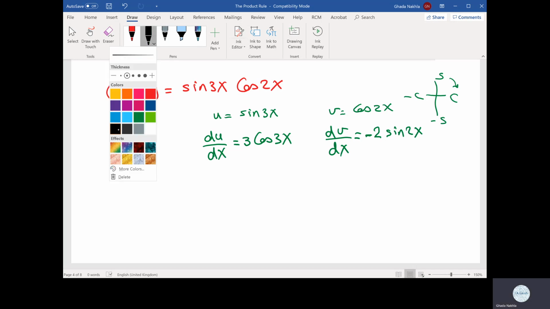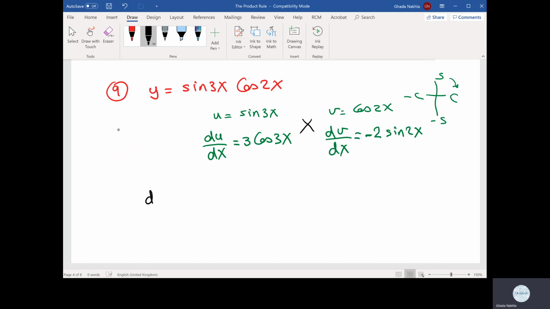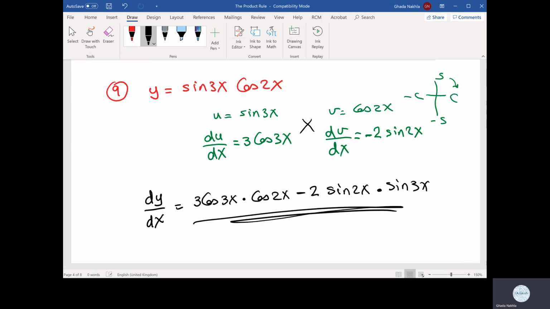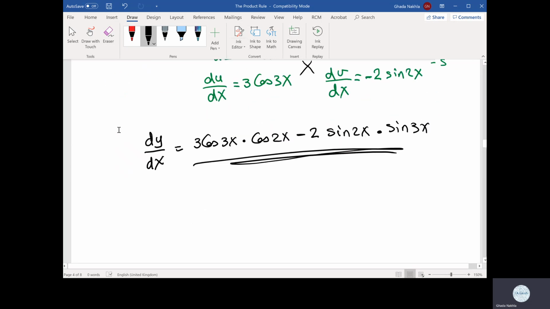Again, we cross multiply, and then dy by dx is equal to, where do I start? It doesn't really matter. 3 cos 3x multiplied by cos 2x minus, in this case it's a minus, 2 sine 2x multiplied by sine 3x. And you can look at simplifying it. I haven't thought about it. I don't think you can simplify this one. No, so let's leave it alone and move on.